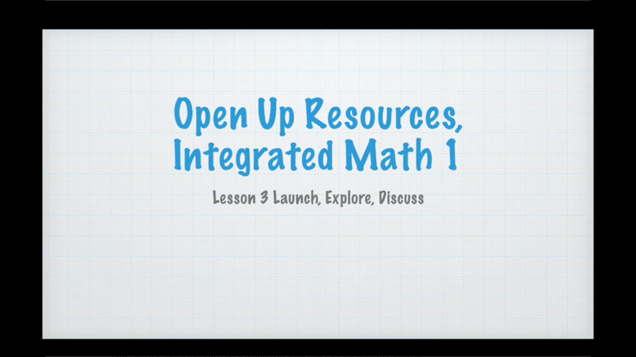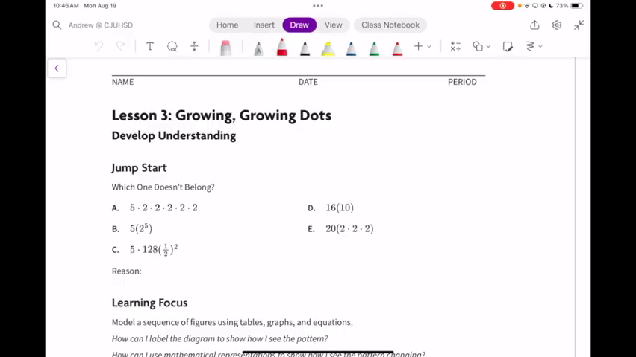We started lesson 3 by getting into groups and looking at the jump start. Which one doesn't belong? And really, any of these could have been the answer. It depends on the reason. So, for example, A is the only one with 2 primes with exponents, if you view 5 as having an exponent of 1.